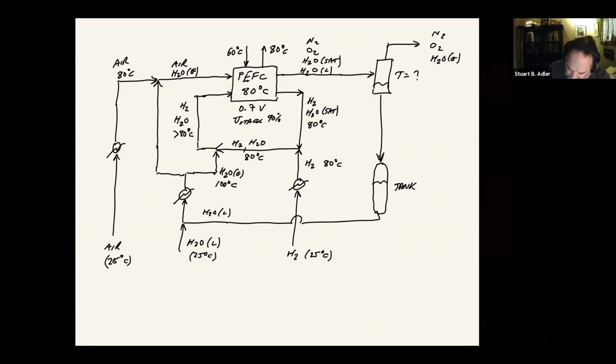So let me label some streams. This is stream 1. This is stream 2. This is stream 3. This is, I'll call stream 4 and stream 5. And then the hydrogen will be stream 6. Call this one 7, post heater. 8 is the recycle. And then 9 going into the fuel cell. And then coming out of the fuel cell, stream 10.